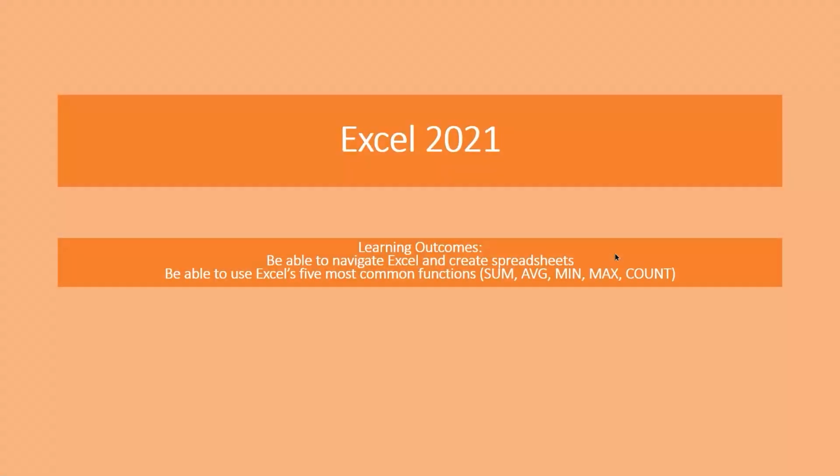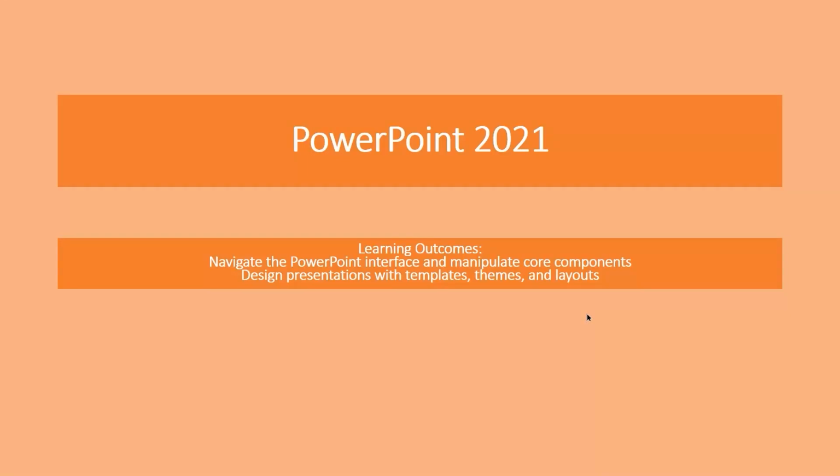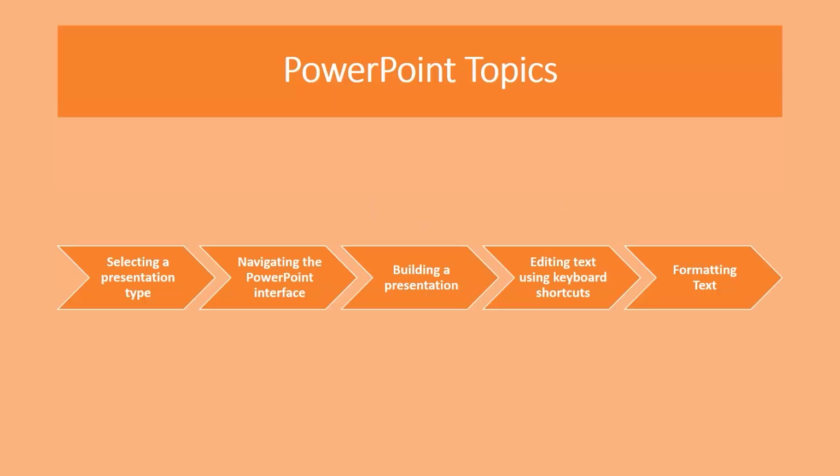So we've gone over Excel Essentials. And at this point, you should be able to navigate Excel and create spreadsheets and be able to use Excel's 5 most common functions: sum, average, min, max, count, and its 2 other variations. And now we're ready for the second half of Module 1, which covers PowerPoint Essentials. Our learning outcomes here are how to navigate the PowerPoint interface and manipulate its core components, and how to design presentations with templates, themes, and layouts. We'll get there by covering these topics.